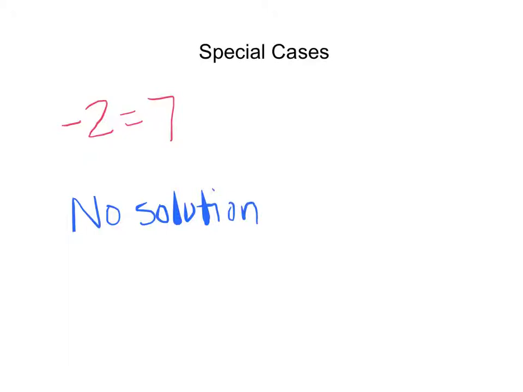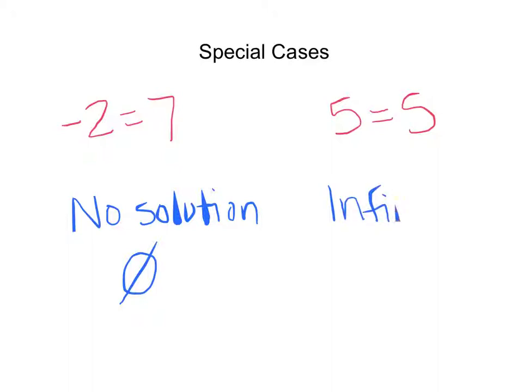There was a shortcut to write no solution. It was 0 with a slash through it. Now our second special case was where we ended up with a number like 5 equals 5. This is when the two numbers are the same. So you ask yourself, when does the number 5 equal the number 5? And that's always. So in this case, there are infinite solutions.